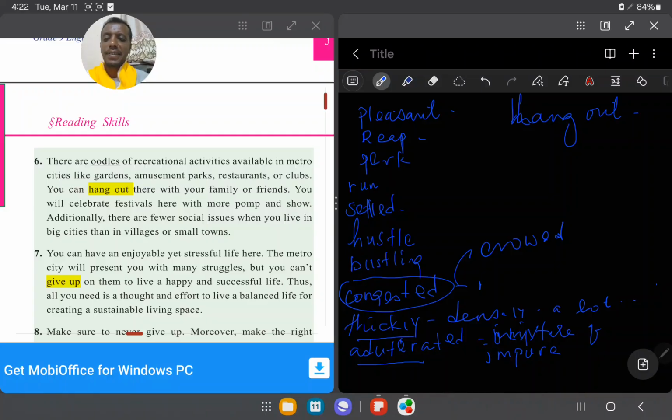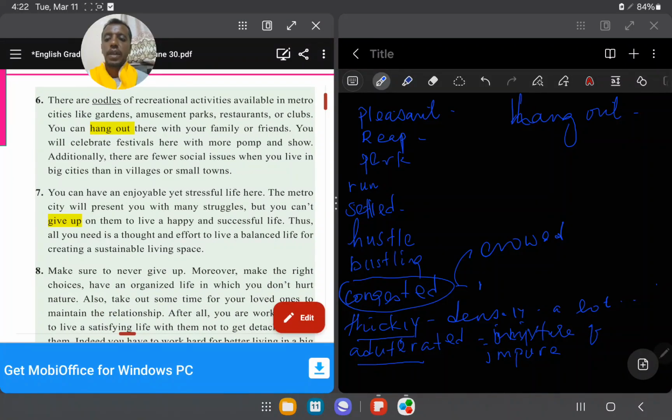Next, you will celebrate festivals here with more pomp and show. Additionally, there are fewer social issues when you live in a big city than in villages or small towns. It is one where life is more connected. You can have an enjoyable yet stressful life there.